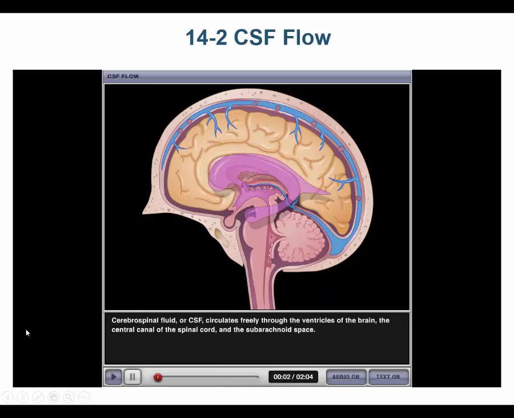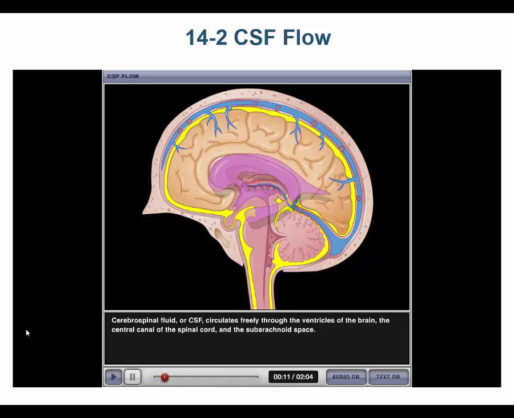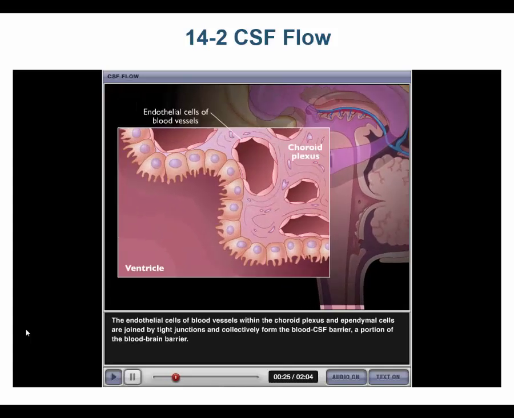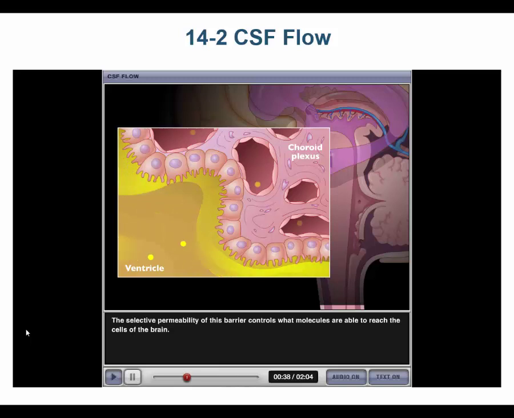Cerebrospinal fluid, or CSF, circulates freely through the ventricles of the brain, the central canal of the spinal cord, and the subarachnoid space. It is produced in each of the 4 ventricles by the choroid plexus, a structure that consists of specialized ependymal cells, their associated blood vessels, and connective tissues. The endothelial cells of blood vessels within the choroid plexus and ependymal cells are joined by tight junctions and collectively form the blood-CSF barrier, a portion of the blood-brain barrier. The selective permeability of this barrier controls what molecules are able to reach the cells of the brain.